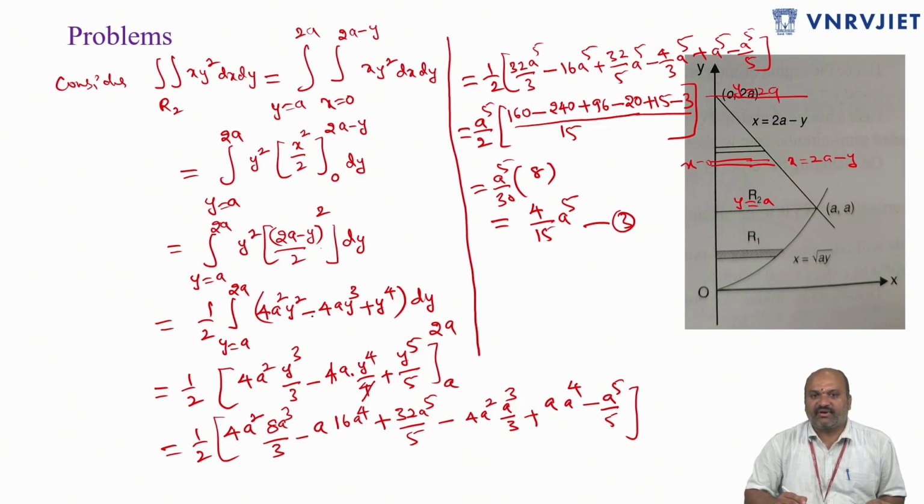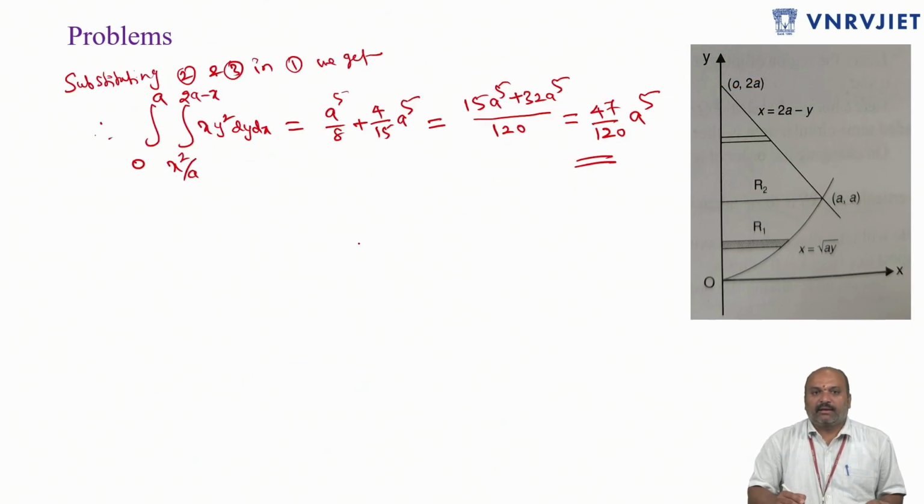Minus 2ab, which is 4ay into y square plus y power 4, and integrating this and substituting the limits, upper limit and lower limit, and simplifying, we obtained 4 by 15 a to the power of 5. And substituting equations 2 and 3 in equation 1, we got the answer, that is 47 divided by 120 into a to the power of 5.